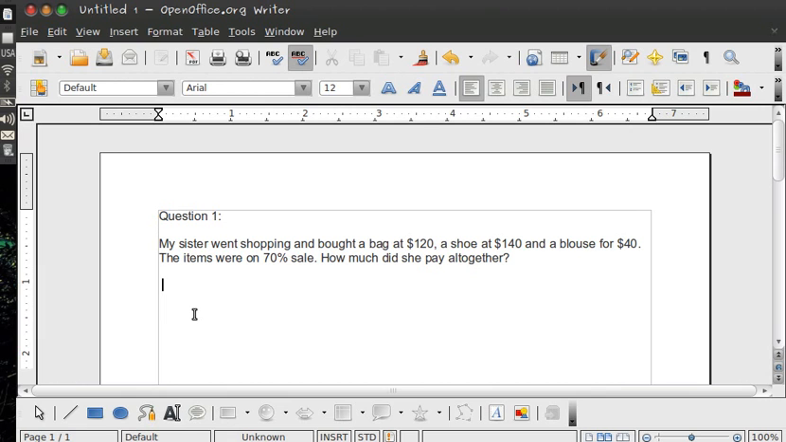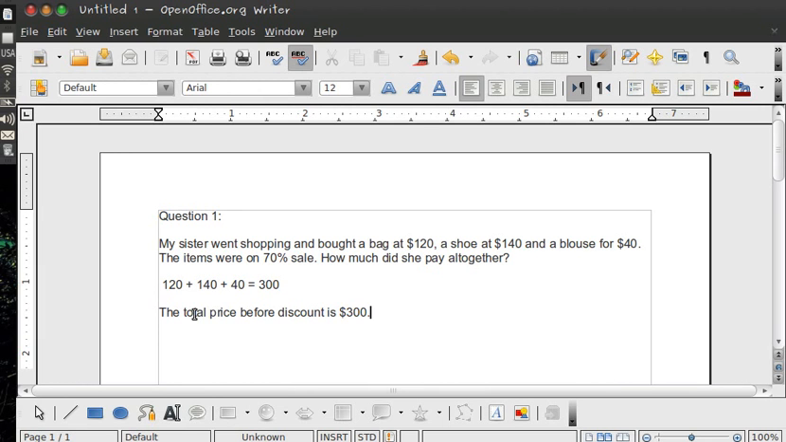So the first thing that we need to understand is what is the percentage that she paid. We know the total, which is $120 plus $140 plus $40, is 100%. The total will always be 100%. So this is $300, the total price before discount. So this $300 we equate to 100%.